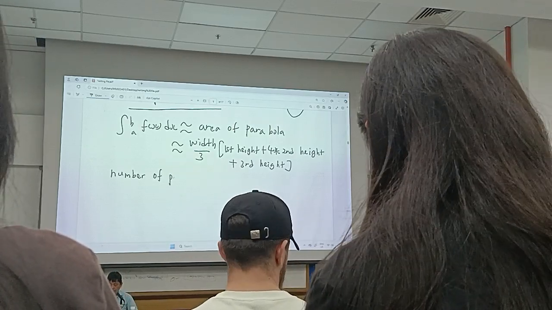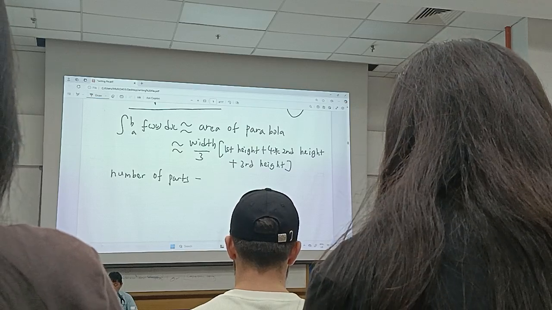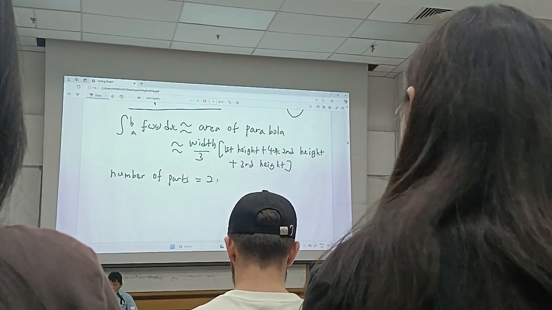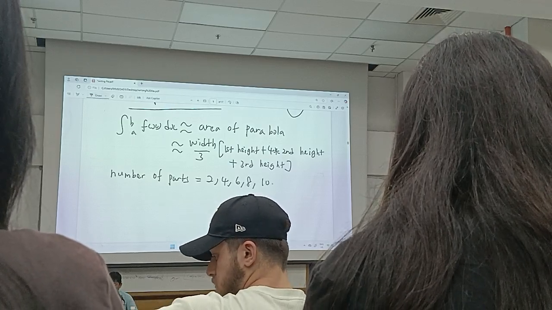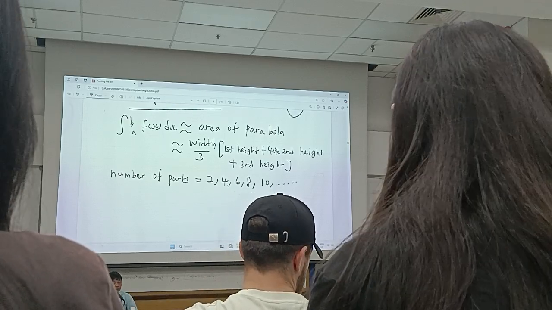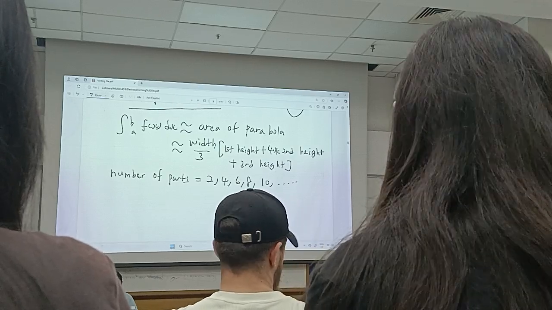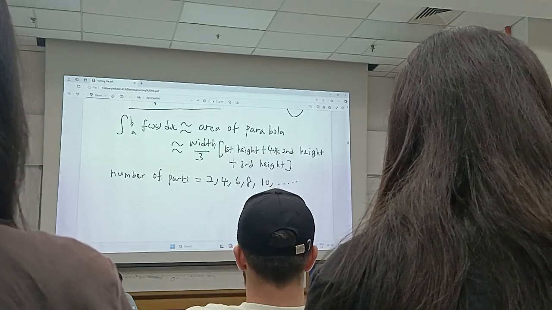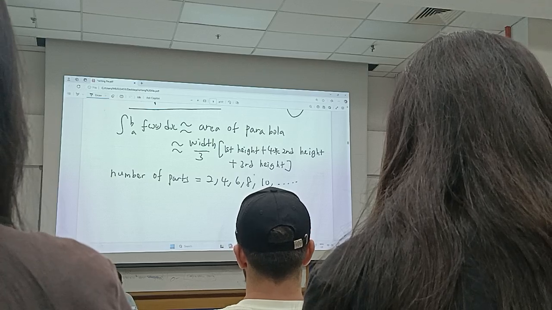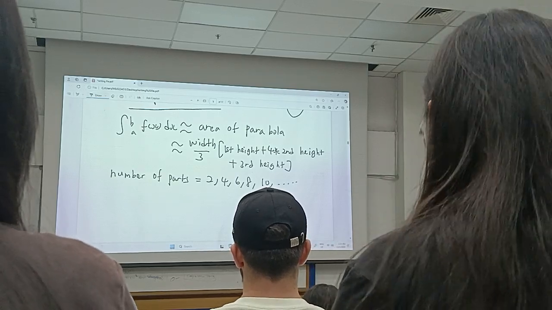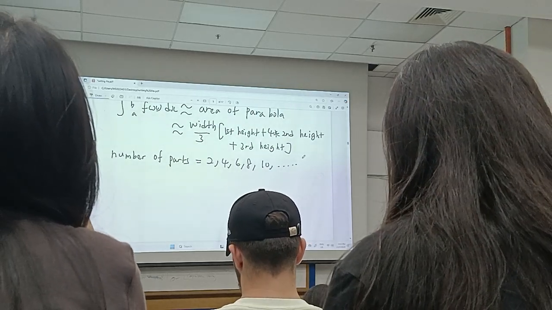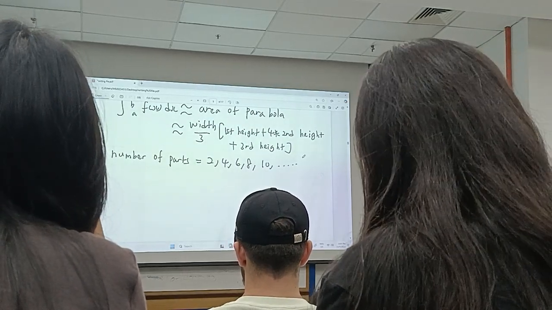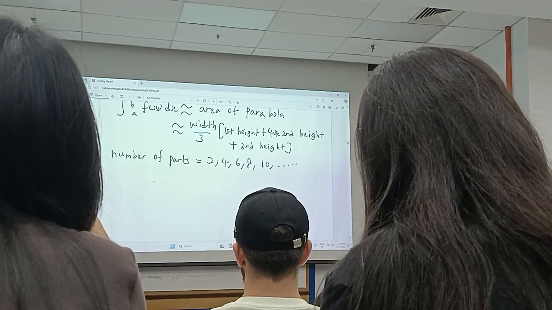Okay, and then for number of parts, now they are different. Must be 2, 4, 6, 8, 10, and so on. What does it mean? Must be even number, right? Yeah, must be even number. The number of parts we can divide into must be even number. Okay? So we can't divide into 3 parts, can't divide into 5 parts. Okay, why like that, right?